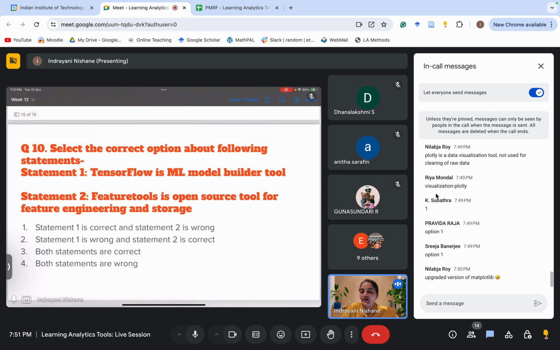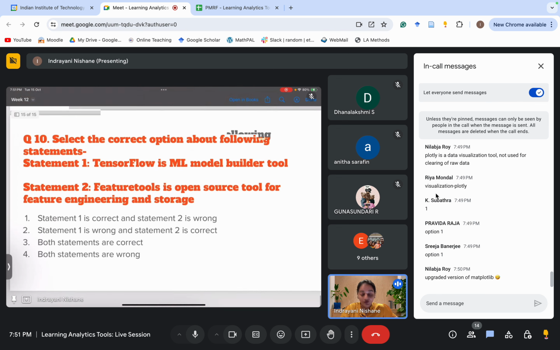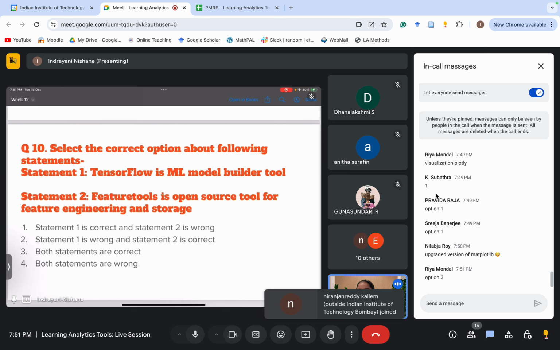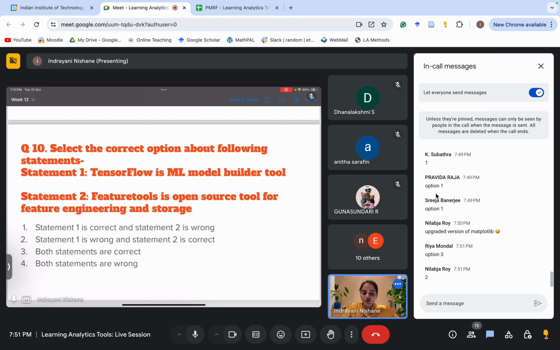Okay, coming to question 10. This is the last question for today's session. Now select the correct option about the following statements. Again, there are two statements given and we have to tell if one of them is correct or incorrect and so on. Statement 1: TensorFlow is an ML model builder tool. Statement 2: Featuretools is an open source tool for feature engineering and storage. You have to tell whether one is right, one is wrong, or both are right.